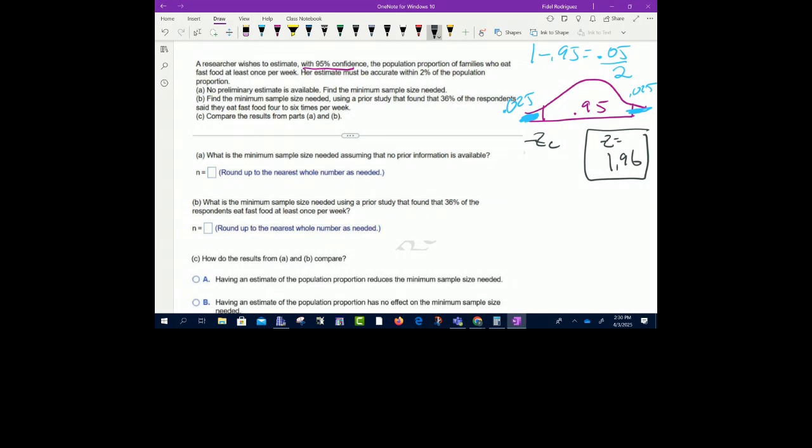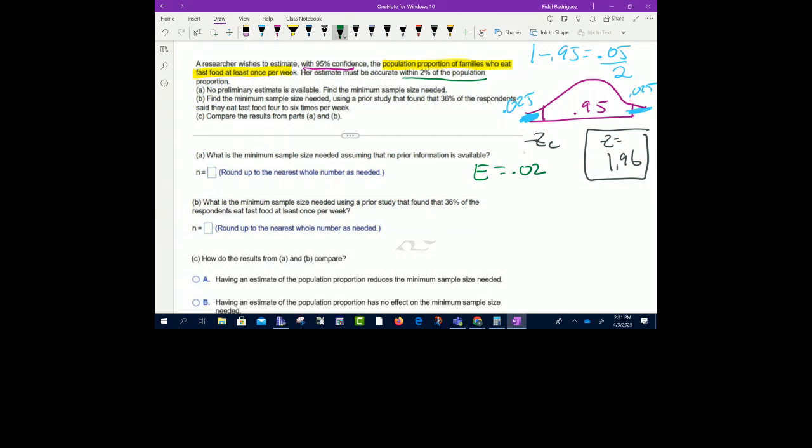Okay, so now let's keep reading the problem. It says a researcher wishes to estimate with 95% confidence the population proportion of families who eat fast food at least once a week. It says the estimate must be within 2% of the population. So y'all, first thing about my error, it's got to be 0.02. Can't be more than that.